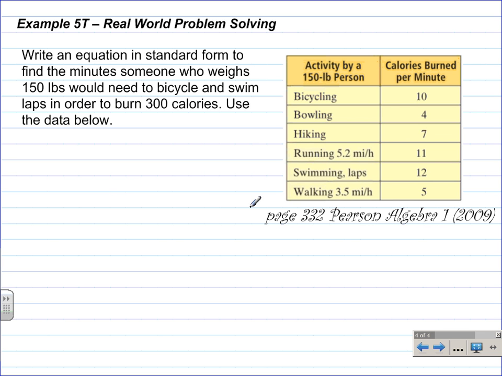Then we have to define or figure out what our variables are in this problem. When we talk about variables, we usually talk about independent and dependent variables, but we really don't have that in this case. They both will add up to the whole. And in this case, we have a part plus part equals whole problem. The whole in this case is the 300 calories that need to be burned.